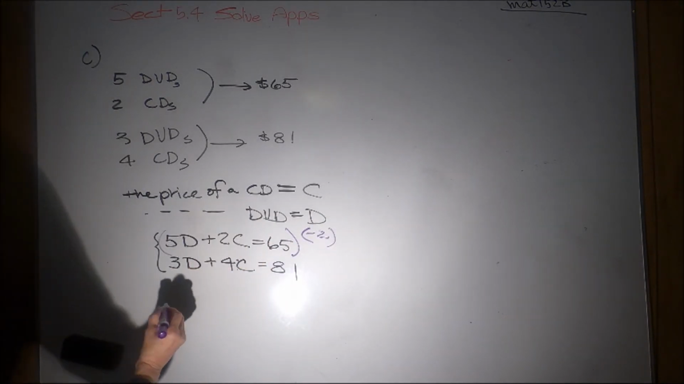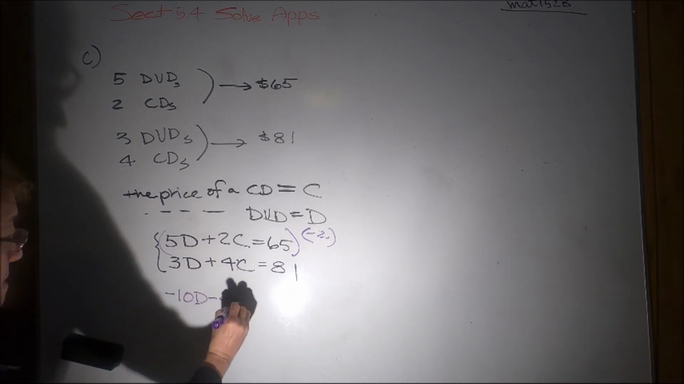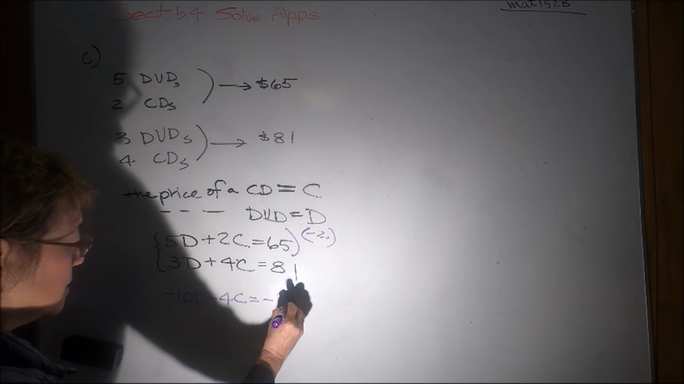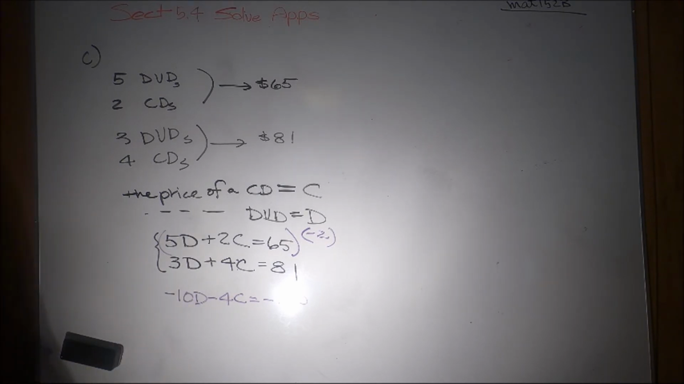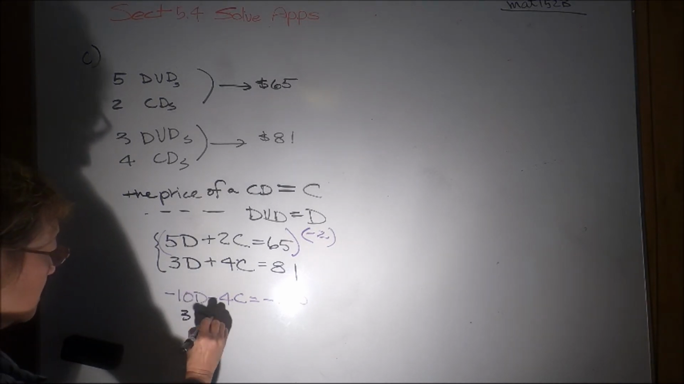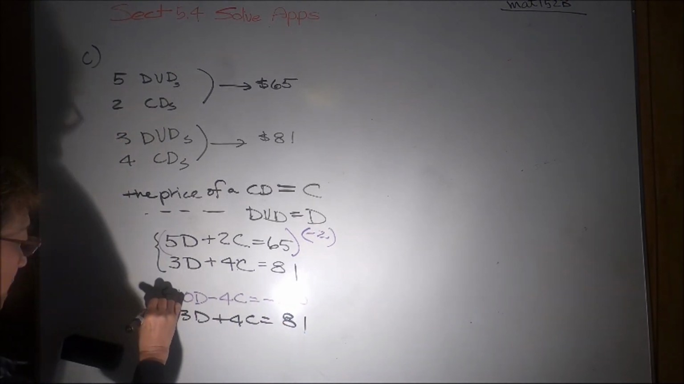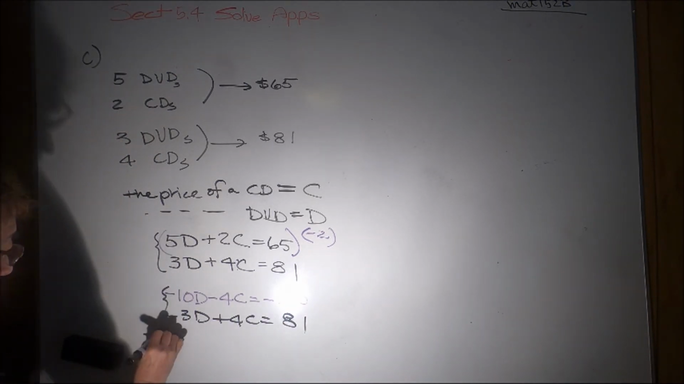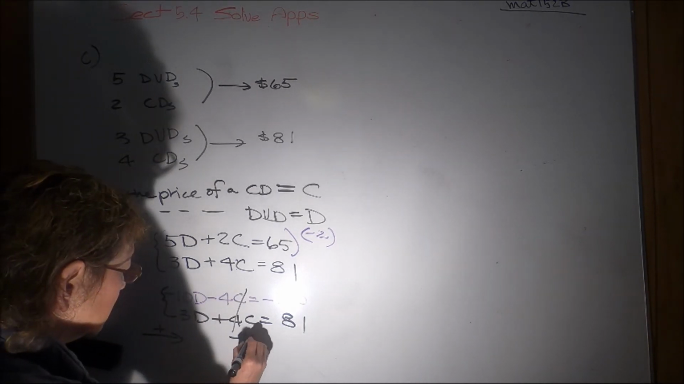So you distribute, you have what? 10D minus 4C equals what? -130, right? Then you rewrite the second one together and curly it. So you know these 2 work together. Then what do we do? You add them. This cancels out.